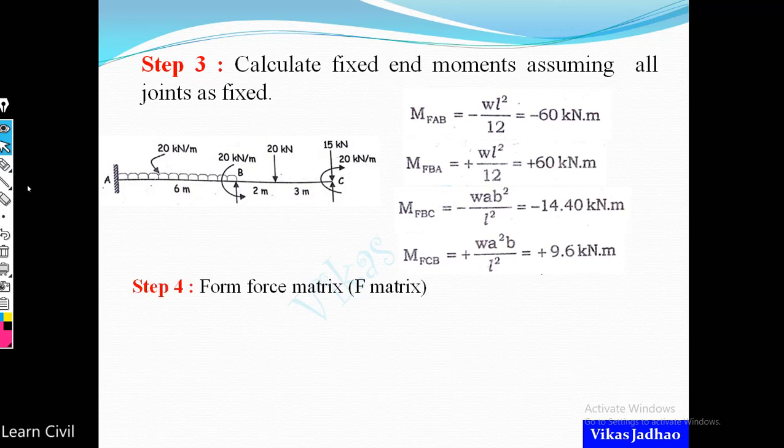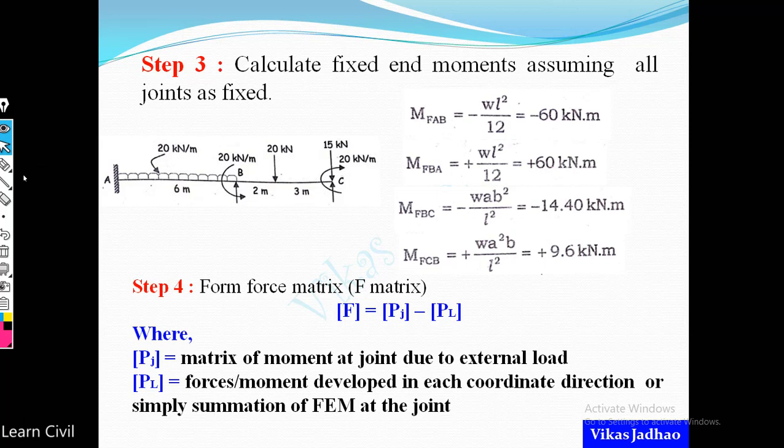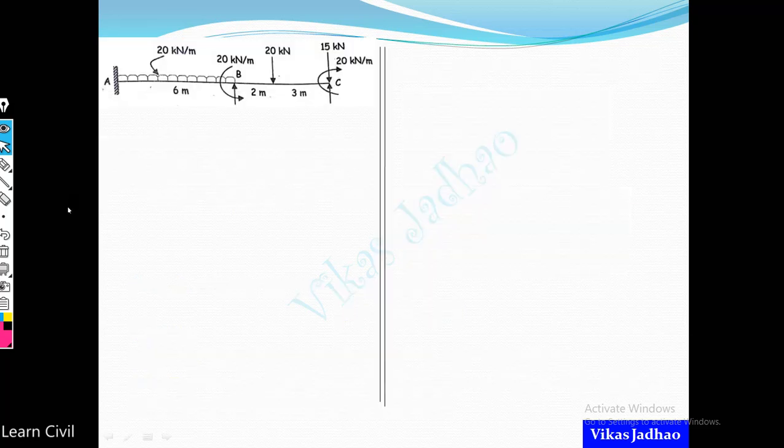Step number 4 is to form the force matrix, that is F matrix. So F matrix is given by this equation, that is PJ matrix minus PL matrix. So first we will find out the PJ matrix. What is PJ matrix? Here the PJ matrix is matrix of moment at a joint due to external load, and PL matrix is the matrix of moment developed in each coordinate direction, or simply summation of fixed moment at that particular joint. So these are the external moments.